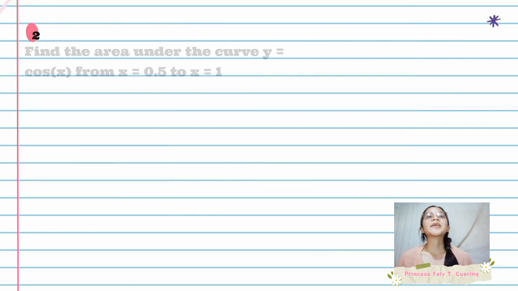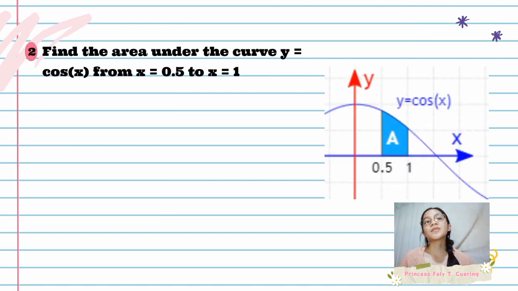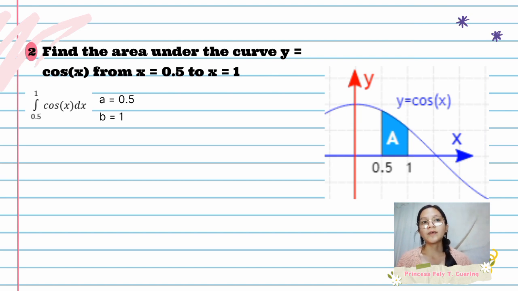Next problem here, we have to find the area under the curve y equals cosine x from x equals 0.5 to x equals 1. Now, just like the previous problem, we'll do the same steps. First is to set up the integral, which is the integration of cosine x dx from 0.5 to 1, where our a is 0.5 and b is 1. Now, let us find the antiderivative.